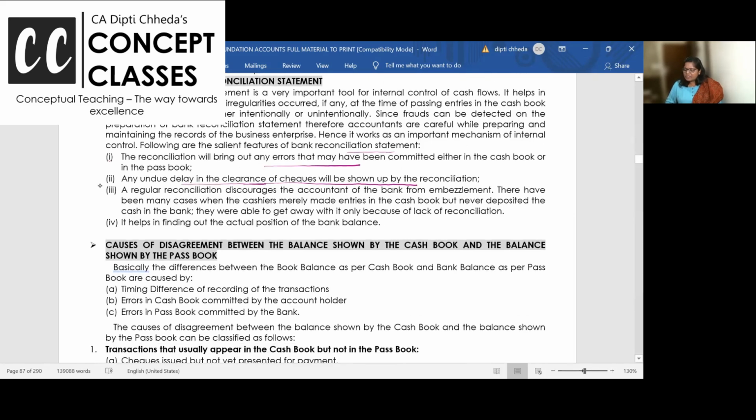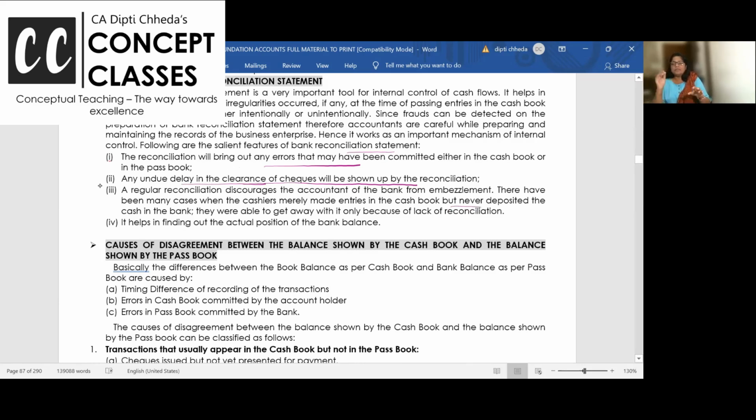A regular reconciliation discourages the accountant of the bank from embezzlement. There have been many cases where cashiers merely made entries in the cash book but never deposited the cash in the bank.